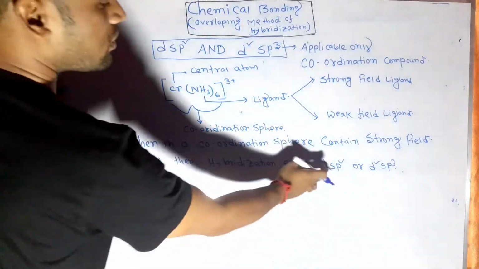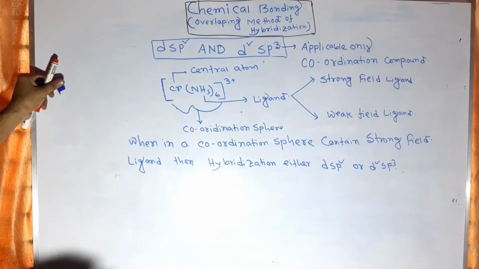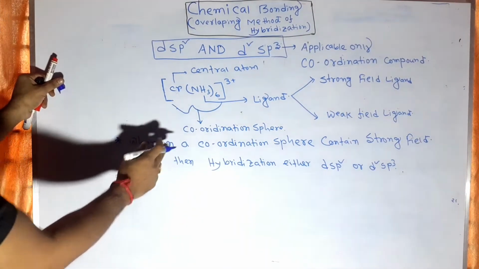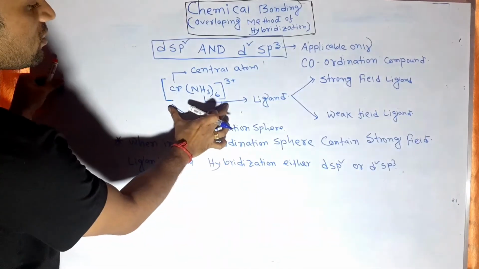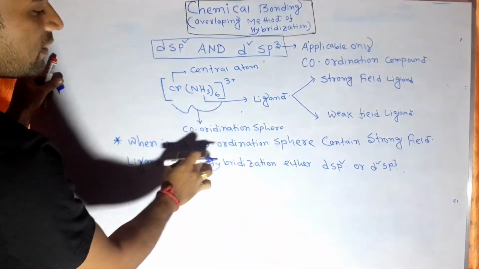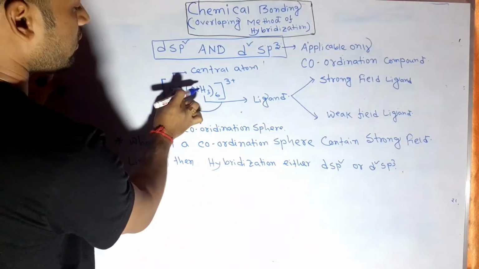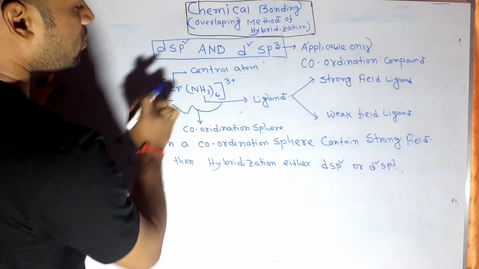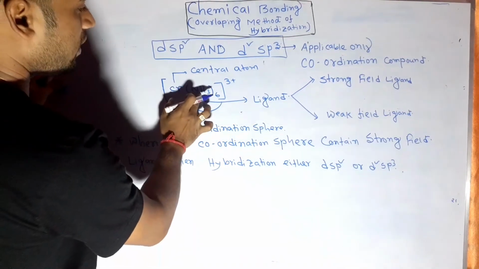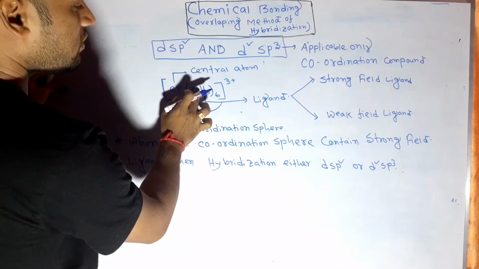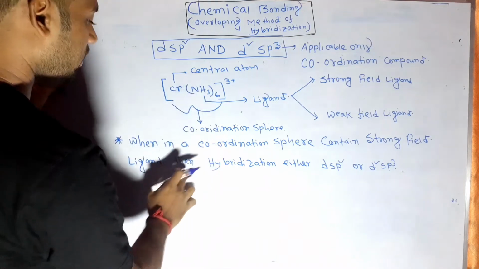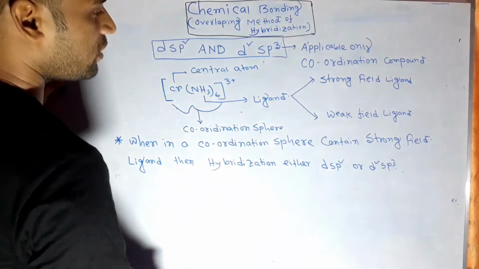In which condition is the hybridization known as dsp2? What is the meaning of this? When in a coordination sphere, that means in between the third bracket, the coordination sphere contains a strong field ligand, that means this is the ligand portion, after the central atom. If this ligand is a strong field ligand, then the hybridization is either dsp2 or d2sp3.